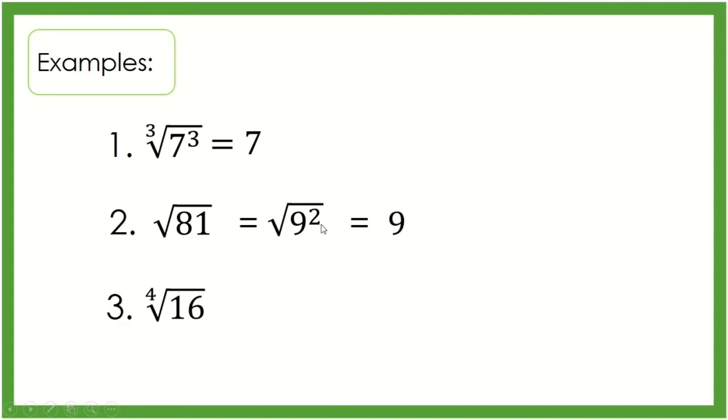Number 3, fourth root of 16. Ang fourth root of 16 ay equal sa fourth root of 2 raised to 4. So, 2 times 2, 4 times 2, 8, and times 2 is 16. So, parehas yung index tsaka exponent, therefore, mag-i-equal siya sa base na 2. This is equal to 2.